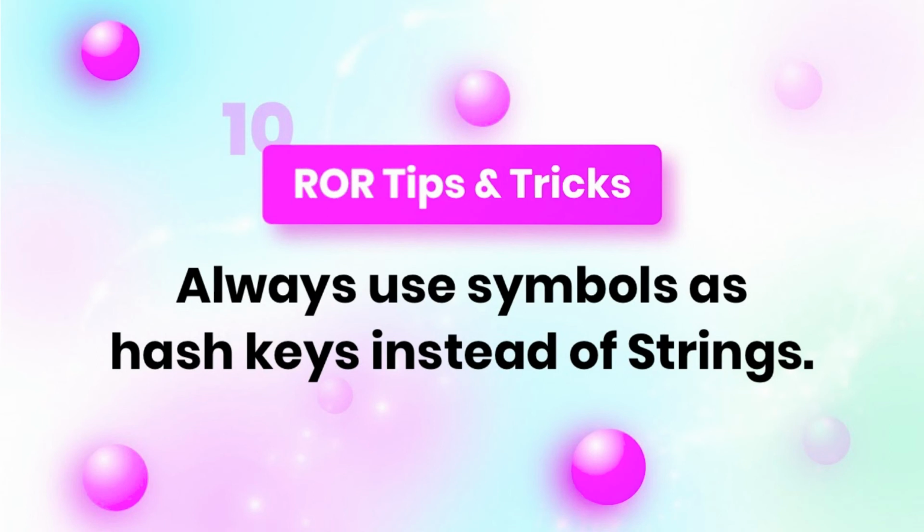Okay. The tenth tip: always use symbols as hash keys instead of strings. Why? Because strings are mutable and symbols are immutable. Whenever you write a string, no matter whether it is the same or different, it always generates a separate object ID, and it always takes space in memory every time. But a symbol generates a unique object ID, and whenever you call that symbol it will use that particular ID. So using symbols as hash keys is better than using strings.